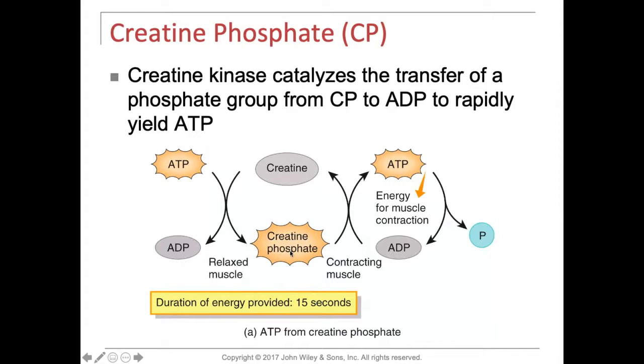So here we have this creatine phosphate. Now, creatine kinase, anything that ends in -ase, is an enzyme. So creatine kinase catalyzes the transfer of a phosphate group from creatine phosphate to ADP. Okay, so here we have creatine phosphate. Here's creatine. You have creatine phosphate that can hook up with ADP. So when you have ADP, adenosine diphosphate, and it's joining creatine phosphate, an additional phosphate, you get ATP.